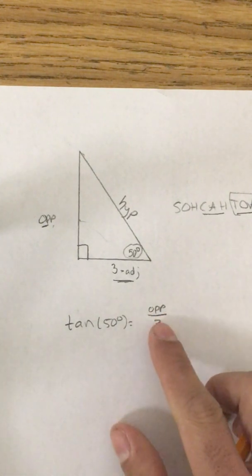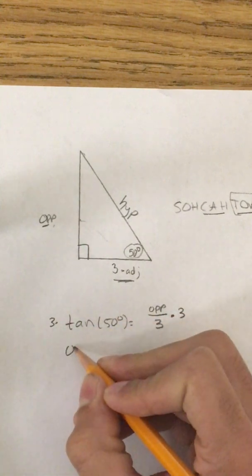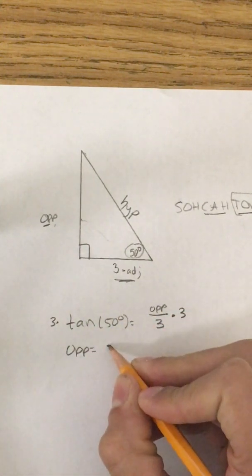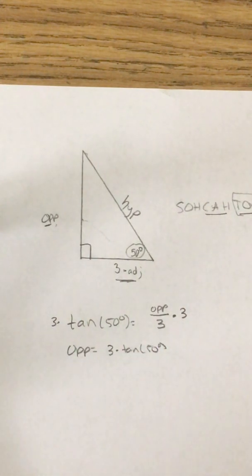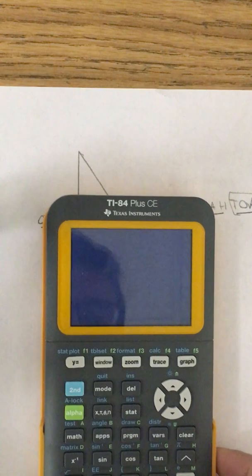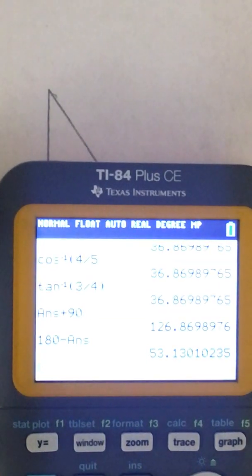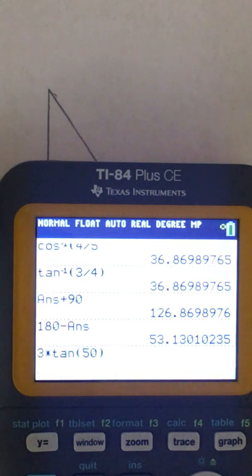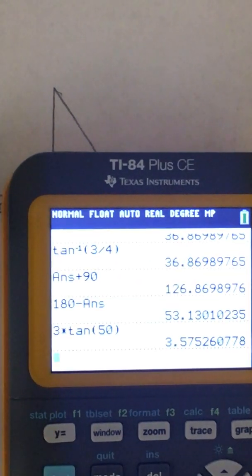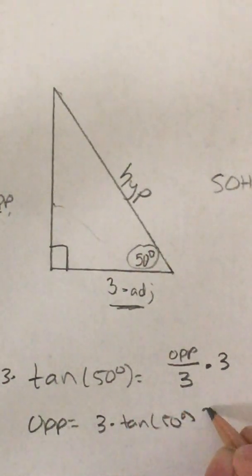Now all we want to do is get this opposite by itself, so we multiply both sides by 3, and we get that the opposite equals 3 times tangent of 50 degrees. I'm going to go to my calculator. Okay. I'll start typing it in. So 3 times tangent of 50. Enter. So that means the opposite side is approximately 3.58.